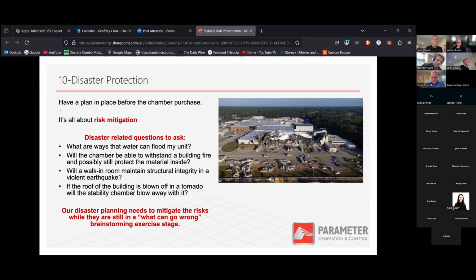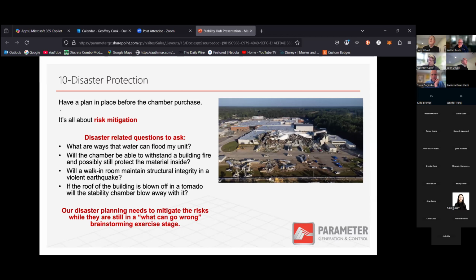Fires. We've had units experience fires. Fires happen. Are there sprinkler systems allowed, or do you have the appropriate sprinkler systems installed? There are pressurized fire retardant systems. Is your process inside this stability chamber particularly at risk of a fire with a volatile chemical or a polymer? In those instances, you can buy a stability chamber that is FM rated.